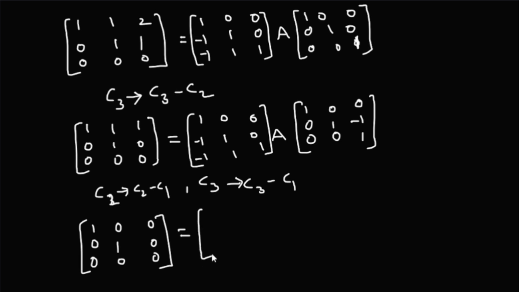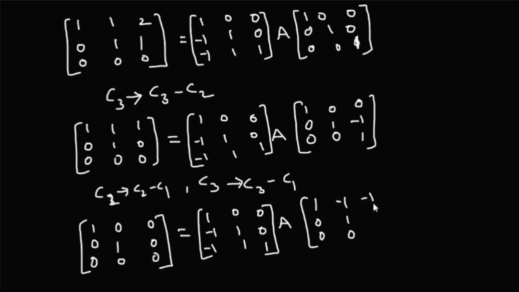Right? So no operations on the prefix matrix. So it will be as it is: 1, 0, 0, minus 1, 1, 0, minus 1, 1, 1. And in the postfix matrix, no changes to C1. C2 is C2 minus C1, this minus 1, minus 1, 1, 0. C3 is C3 minus C1, minus 1, minus 1, 1.